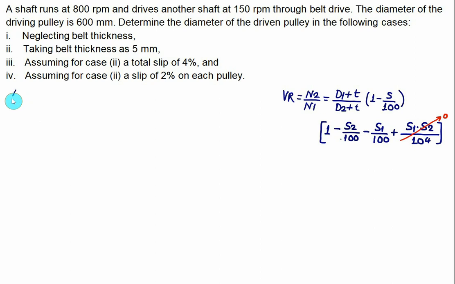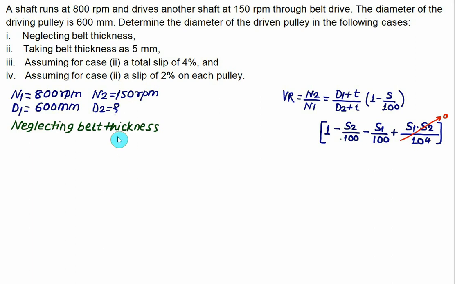So N1 represents here the driver speed, equal to 800 rpm. N2 represents the speed of the driven, equal to 150 rpm. Diameter of the driving pulley D1 is known, equal to 600 mm. We have to find out the value of D2 for 4 different cases.